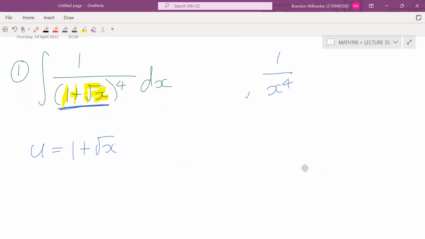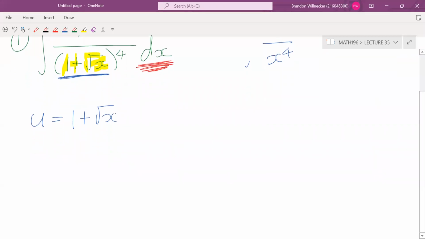Okay, so we make this replacement of this inside part with u. In other words, this function of x is now going to become a function of u. But remember, we can't just change the function. We've also got this part here to change. This dx, that also needs to change. So let's find out what dx needs to be.